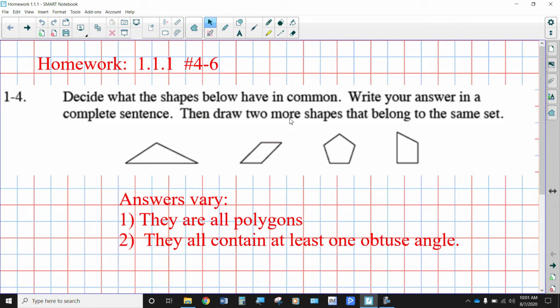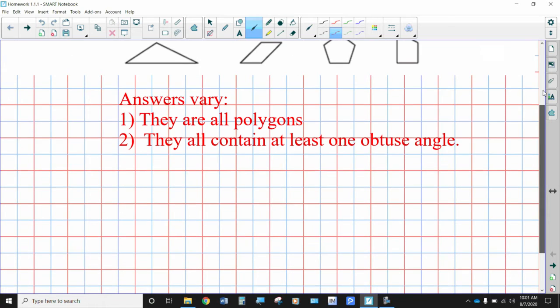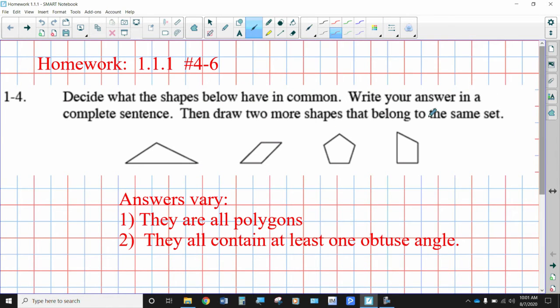So to draw 2 more shapes that belong in the same set, I just have to draw, did I draw in here? I guess I did. Just have to draw polygons. So maybe I'll actually use this function right here and do, maybe I'll do a right triangle. It's a right triangle because it's got a right angle right there. And maybe I'll do a square. How's that? There we go. 2 more that fall into that category.